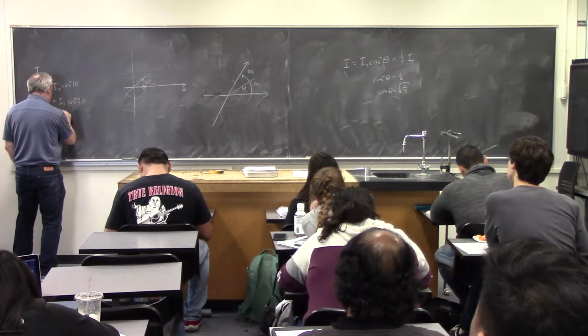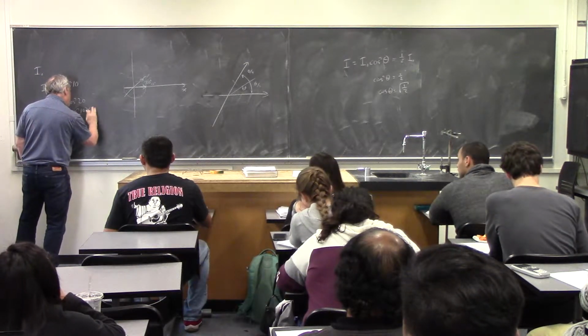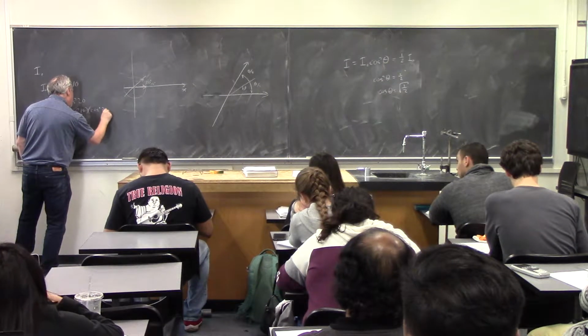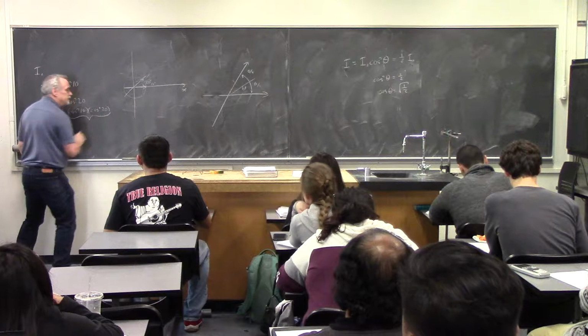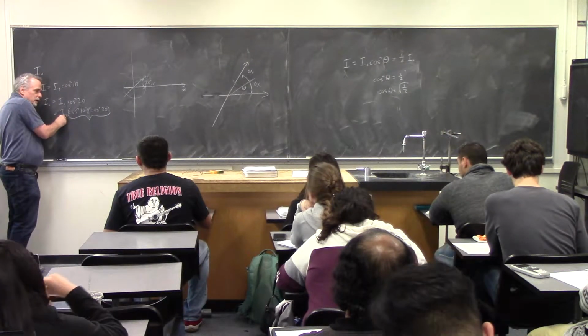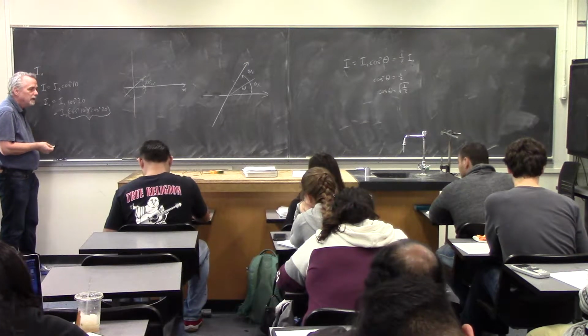If I write that all the way out, it's I naught cosine squared 10 times cosine squared 20. This is the amount that's reduced, because that's my initial. Those two multiplied together is the factor by which I've reduced the intensity.